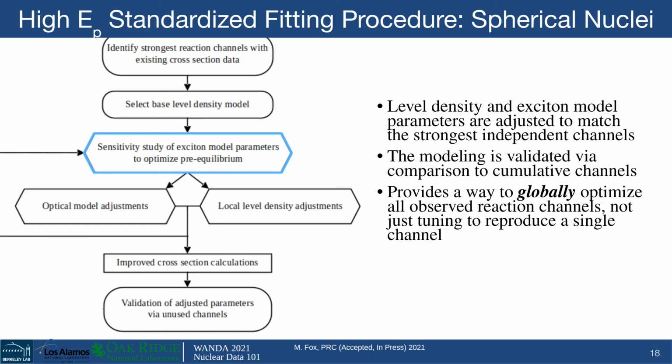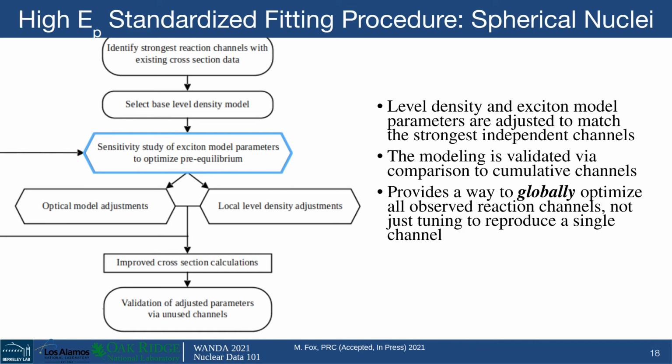Once a large number of strongly populated reaction channels have been measured experimentally, such a fitting process can begin. An example is presented here for the modeling of spherical nuclei. One first step is to select a base level density model to be used with particle transmission coefficients from the optical model. With a base level density model selected, a sensitivity study of the exciton model parameters may be performed to optimize the pre-equilibrium contribution of the reaction channel, as these parameters are key for the modeling of pre-equilibrium emission.